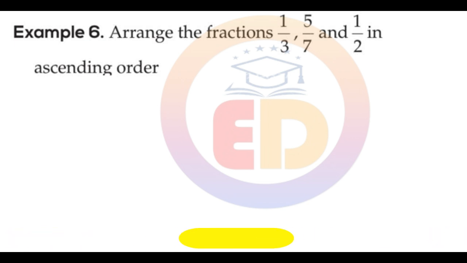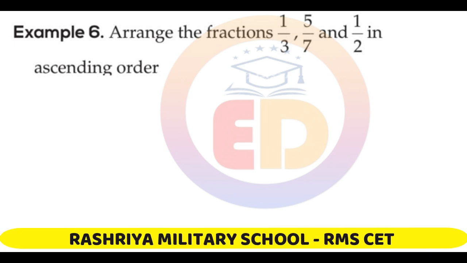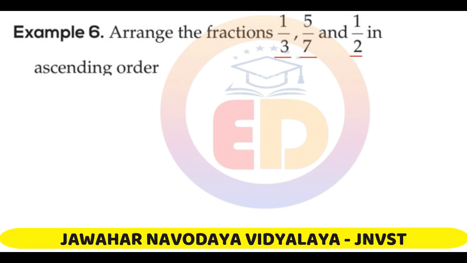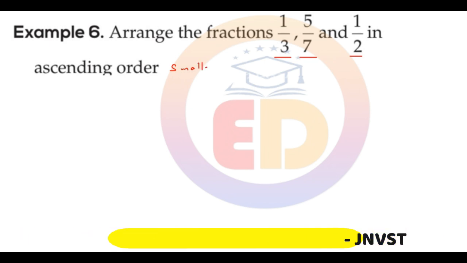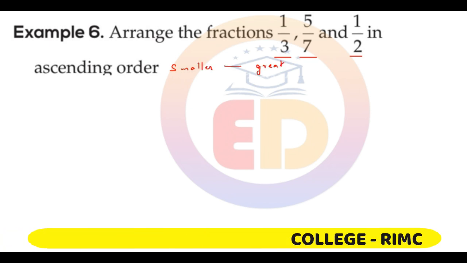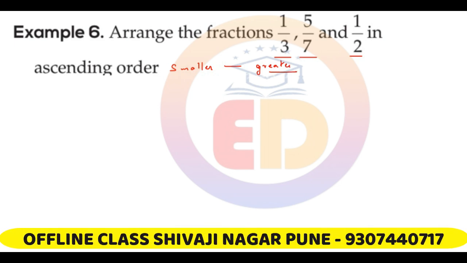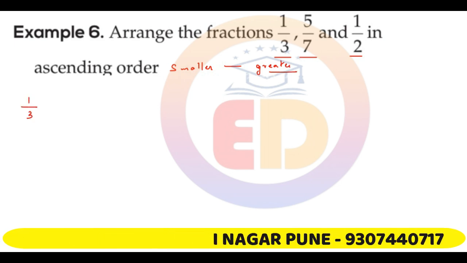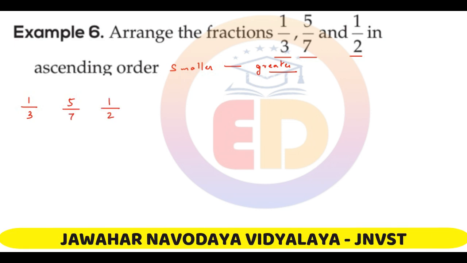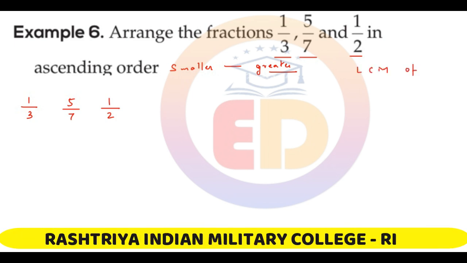Arrange the fractions 1 by 3, 5 by 7, 1 by 2 in the ascending order. Ascending means smaller to greater. We'll go by the LCM method. Let's take the LCM of the denominators. Denominators are 3, 7 and 2.